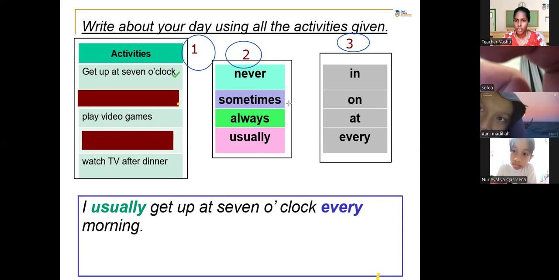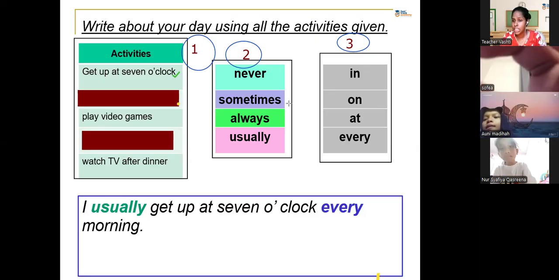Very good, Chloe. Correct. Good. Samika, good. Alia Maisara. Guna. Alia Maisara.